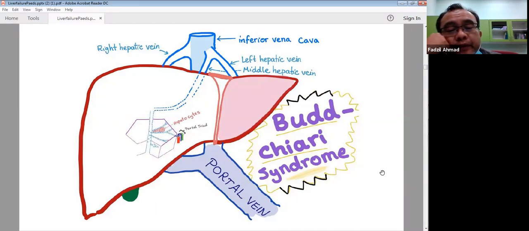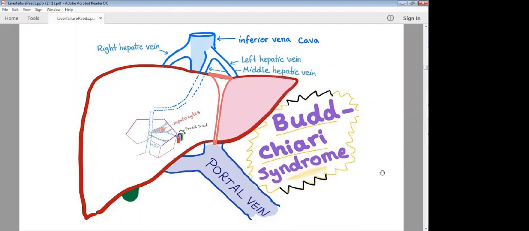Continue. Just for you to know, Budd-Chiari syndrome is liver outflow obstruction. There is obstruction in the hepatic vein, which leads to congestion and then liver damage.